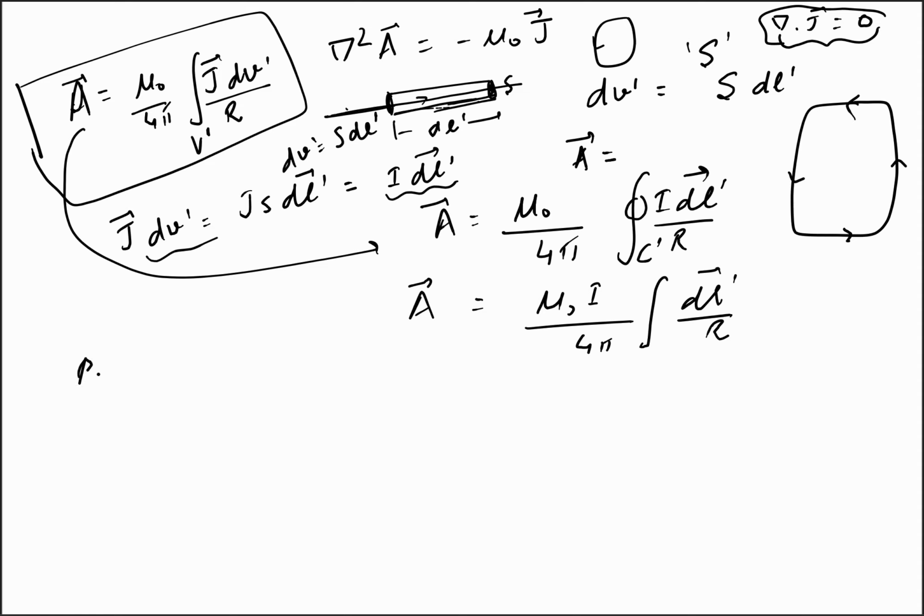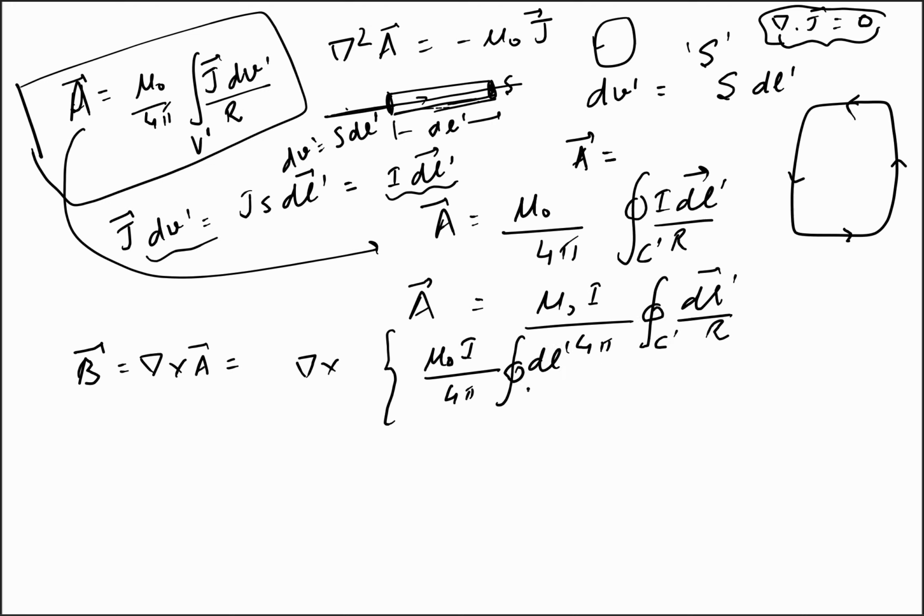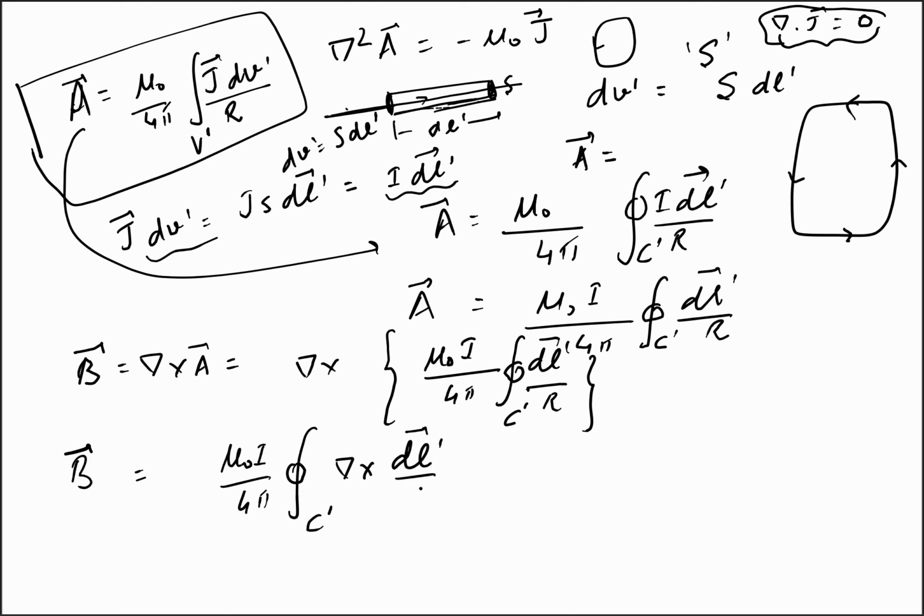Now we can find the field B is equal to del cross A, which is del cross mu naught I over 4 pi integral of dl dash over R over the full curve C. Since the integral and differential can be interchanged, if this curve is not changing or moving, I can write mu naught I over 4 pi integral over the full curve C of del cross dl dash over R.